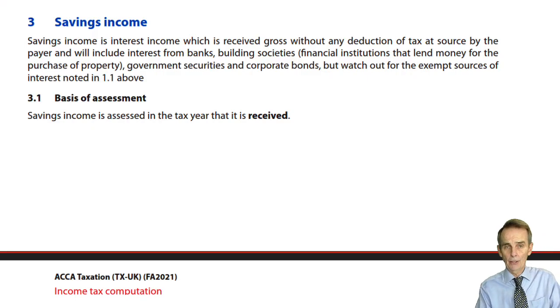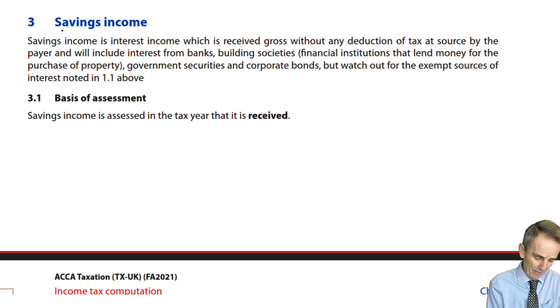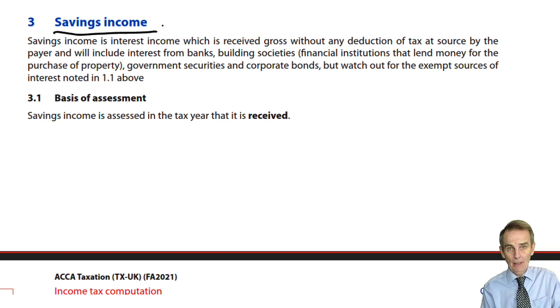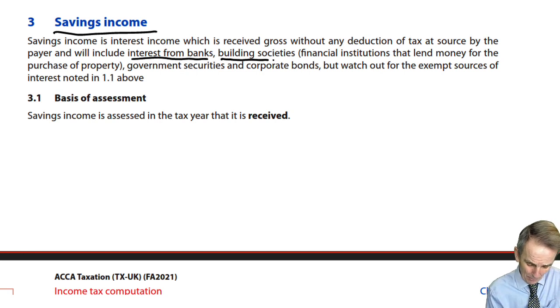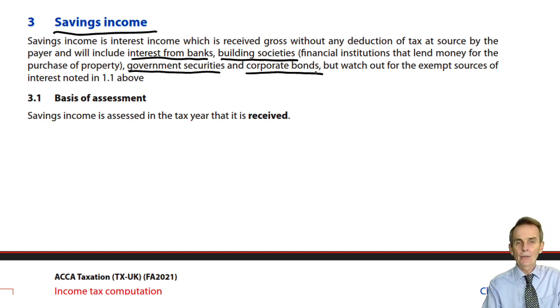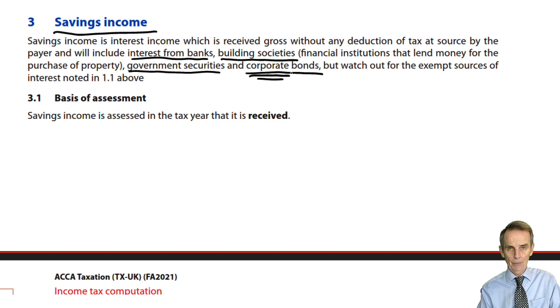Now, back earlier in this chapter, here in section 3, we came across savings income, and we spent a lot of time already talking about how that savings income is going to be taxed in all its various forms. The forms that we saw in terms of interest income were interest from banks, interest from building societies, but then also from government securities and corporate bonds. Those, of course, would be fixed interest rate securities issued either by the UK government here, or indeed by corporations, by companies.